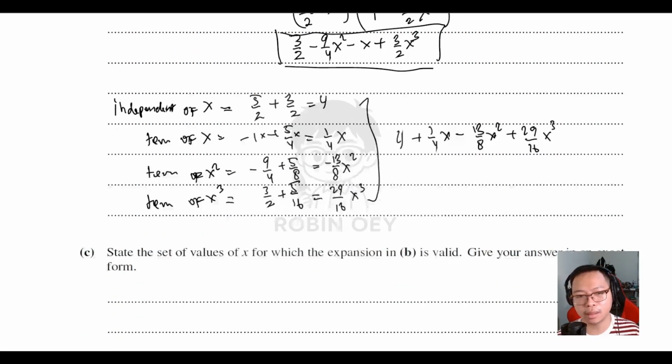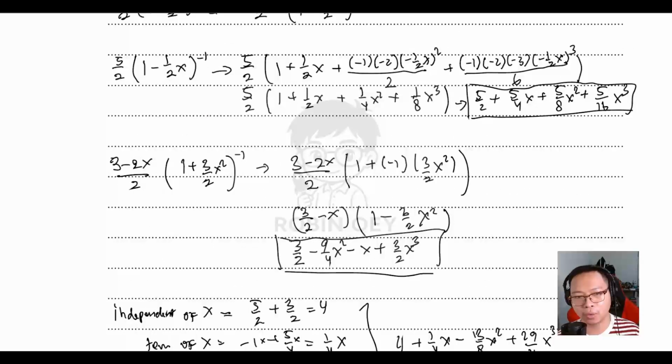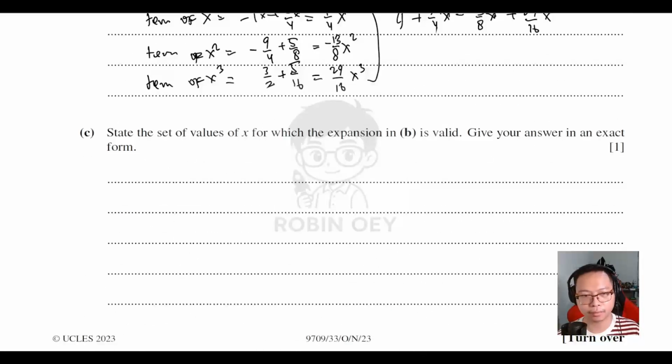And then state the set of values for which expansion B is valid. Okay, so we have negative half x, negative x over 2. It must be less than 1, because we want the expansion to converge. We don't want it to diverge. Diverge means that it becomes larger and larger. It doesn't make any sense. So the modulus of x must be less than 1.